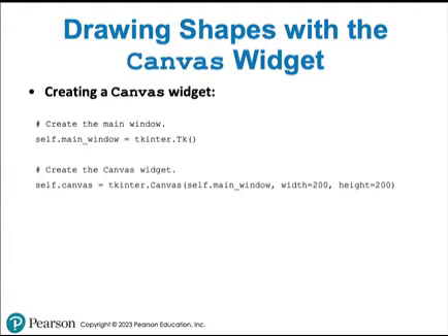So to draw shapes, the first thing you have to do is create a canvas. There is a canvas method that you pass the window, the parent window or main window, and then you tell how many pixels you want. So in this case, they want a 200 by 200 canvas.